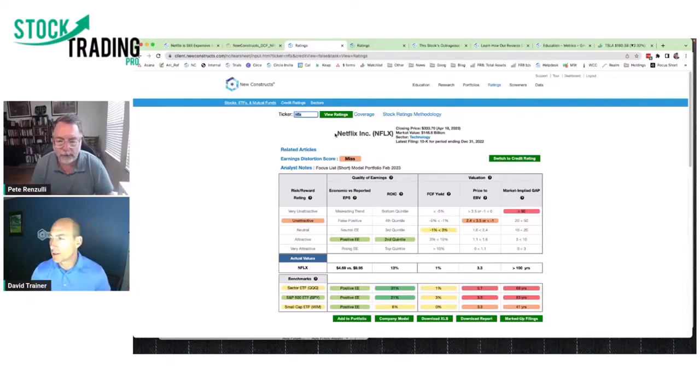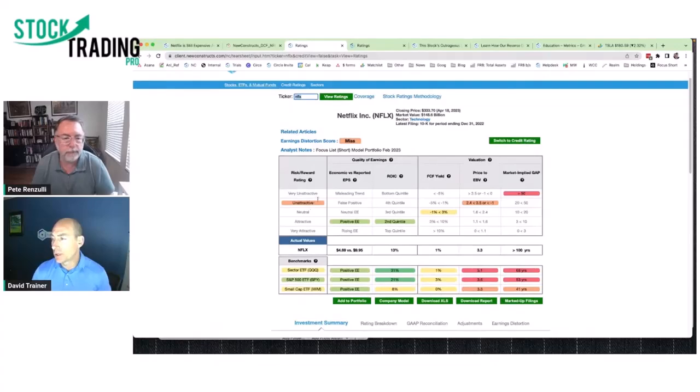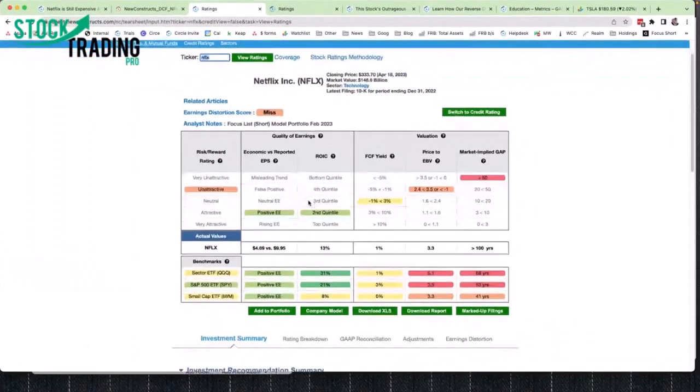Okay. All right, so let's take a look at Netflix. All right, this is an unattractive stock. And when you're looking at our ratings, you're going to see market implied gap is one of the essential elements, one of the 5 elements we put into this rating that I designed 20 years ago. Why? Because I think it's important to understand the duration of profit growth embedded in a stock price. I think it's super important.